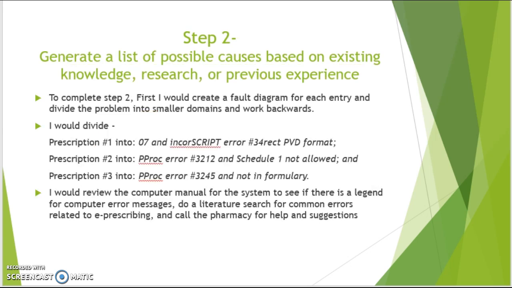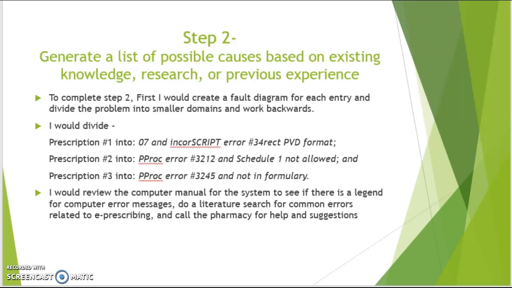So then step two, I would generate a list of possible causes based on existing knowledge, research, or previous experience. In this case, I would create a fault diagram for each entry and divide the problems into smaller domains and work backwards. So I would divide prescription 1 into 07, and then break it up into incorrect script error number 34, PBD. Then I looked in the computer manual to see if there was a legend for computer error messages, and I didn't find that.